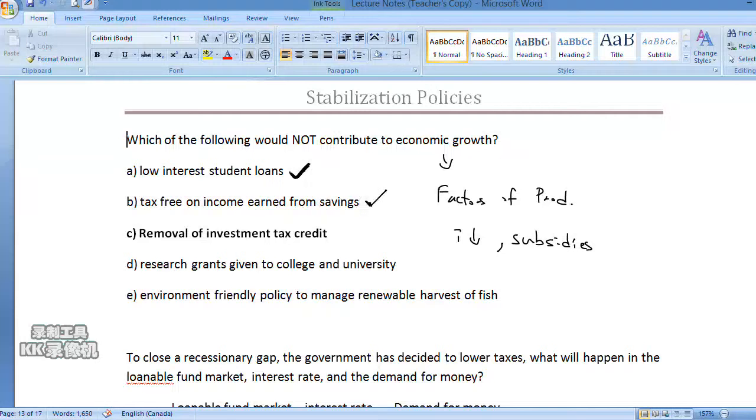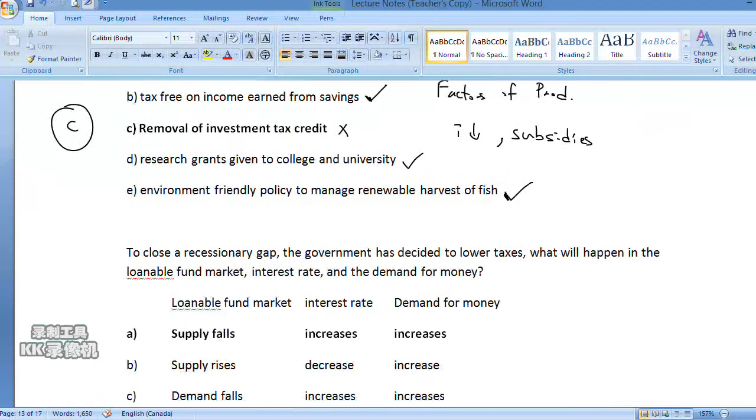Removal of investment tax credit. This will discourage investments. Research grant given to college and university, that is a form of subsidies, so it will encourage technology improvement and innovation. Environmentally friendly policy to manage renewable harvest of fish. So that is also good. That's for natural resources. So the only one that would not contribute to economic growth is a removal of investment tax credit.